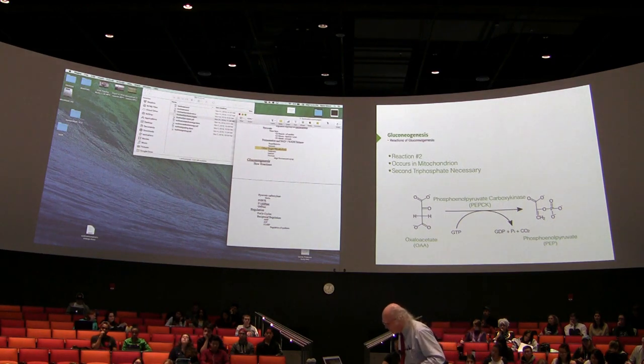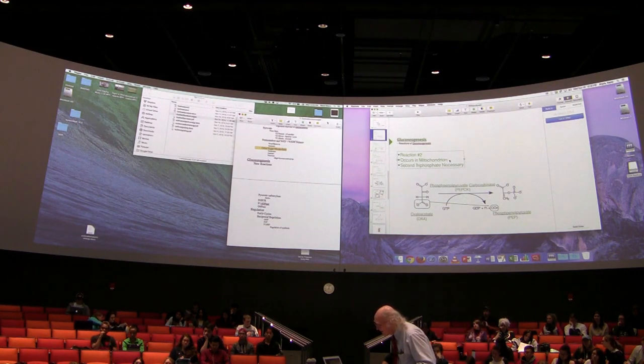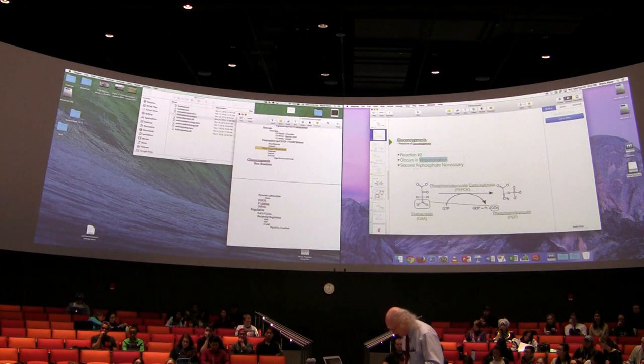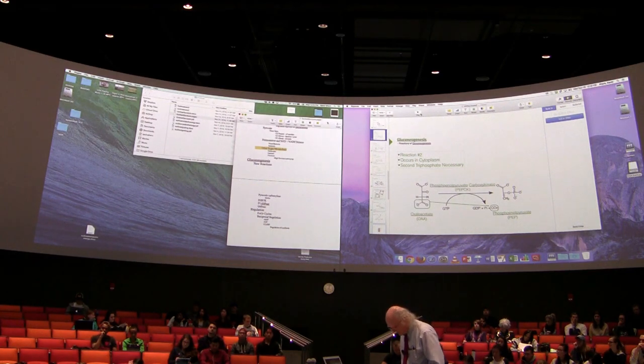Ahern, what are you doing? All right. Occurs in cytoplasm. And we will go back to that, save that, go back there.